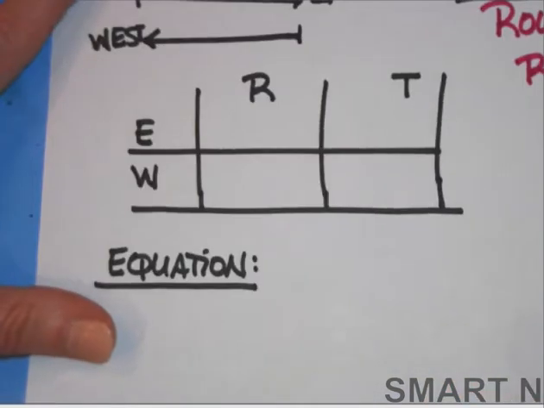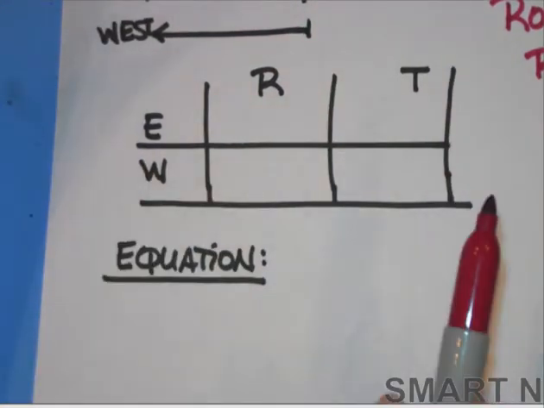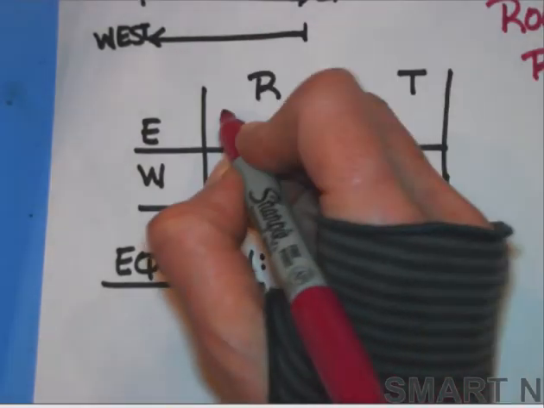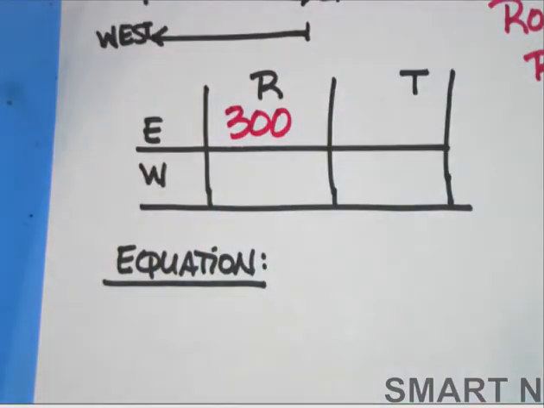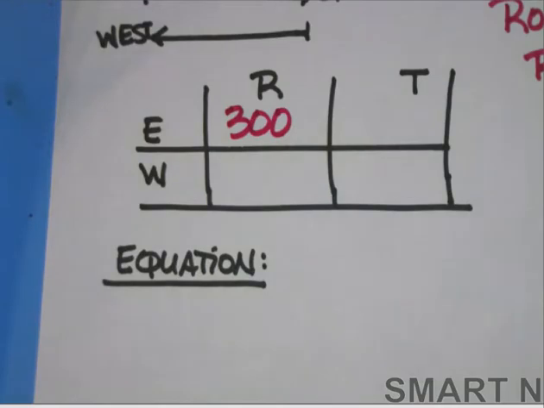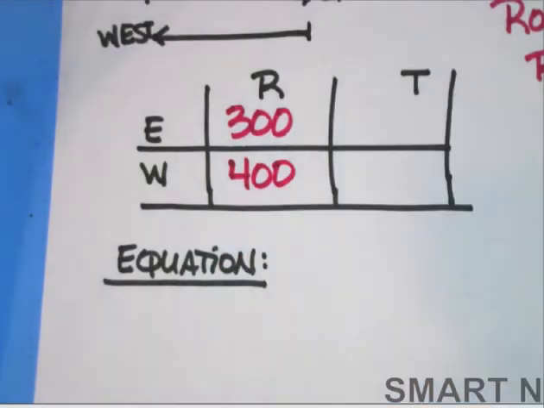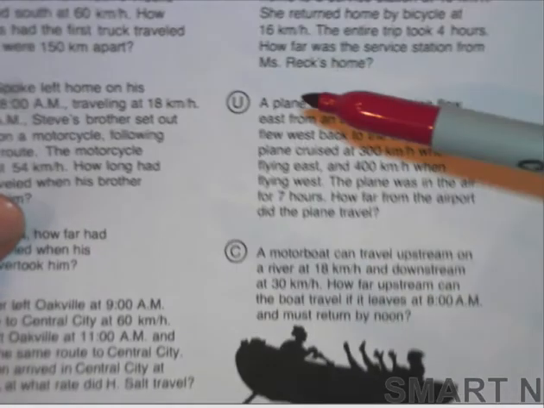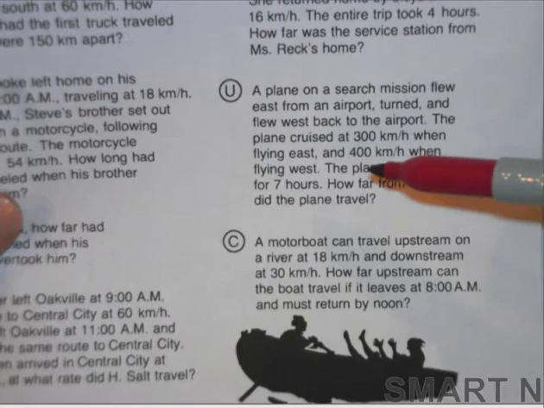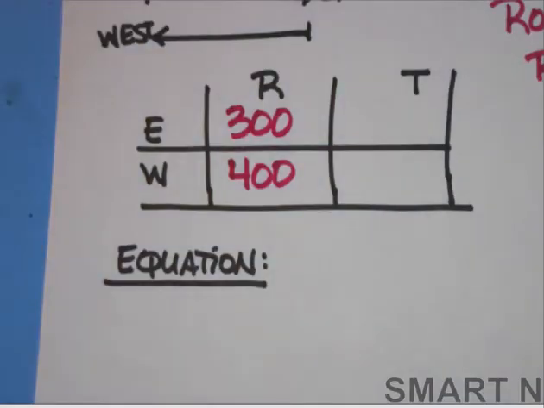So now to go back and read the problem, I'm now in step number 2. I'm filling in the pieces in my chart. Reading this again, when the plane was flying east, it was traveling at 300 kilometers per hour, and when the plane was flying west, it was traveling at 400 kilometers per hour. Now, the plane was in the air for a total of 7 hours. So this goes back to the scenario that I was explaining here in the hints.